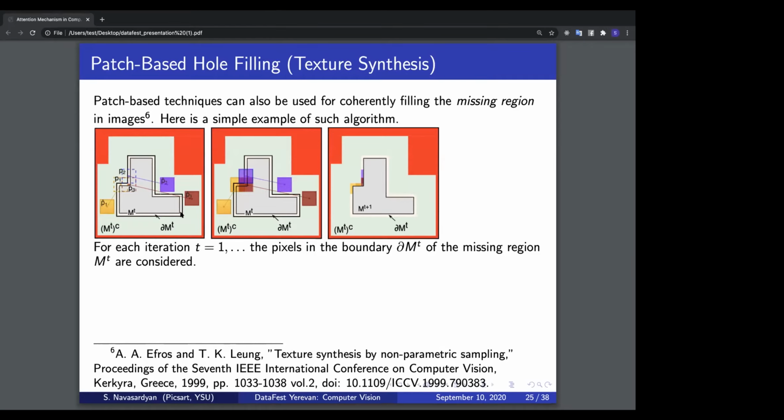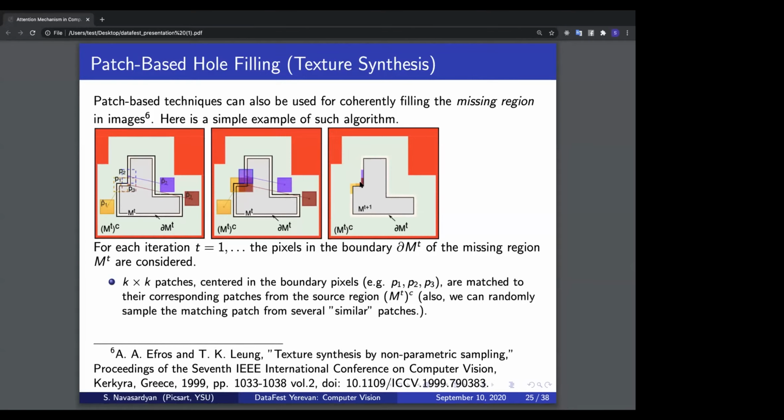Here is a missing region, and we want to fill this hole coherently from outside of the hole. For these purposes, we take the boundary of the hole. We consider all patches which are centered in this boundary, find their best matching patches, and replace them and aggregate these overlapping parts by averaging.